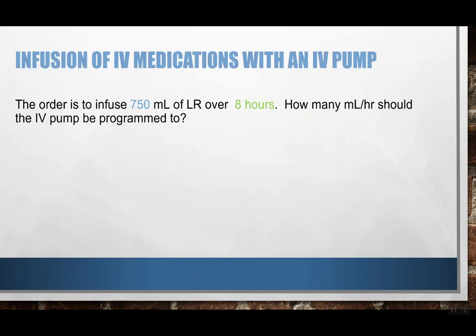So the first thing we're going to work on is infusion of IV medication with an IV pump. We have an order to infuse 750 mL of lactated Ringer's over 8 hours. How many milliliters per hour should the IV pump be programmed to? So I have mL per hour that's necessary. So I have x mL per hour. That's on the left side of the equation. I will start by moving into what I have available that is mL per hour in the equation. You can see that the mL is already in the equation at 750, and the hours is already there.